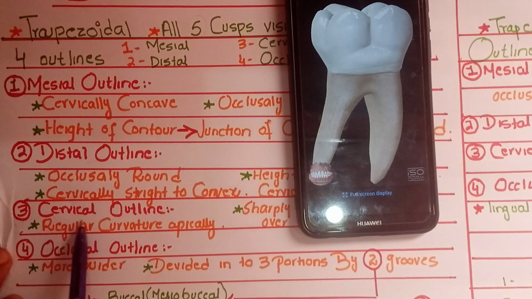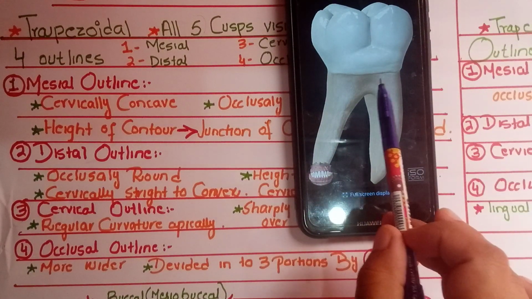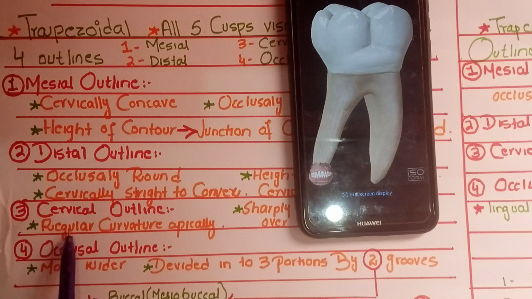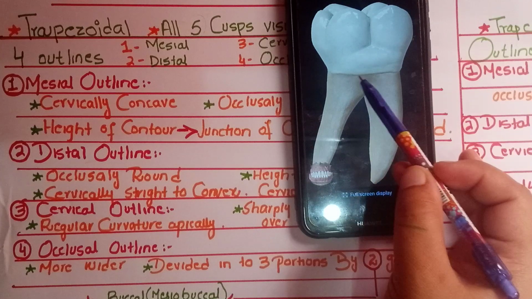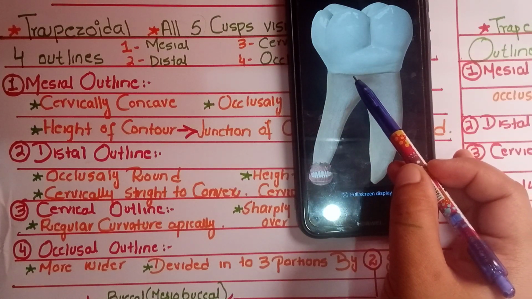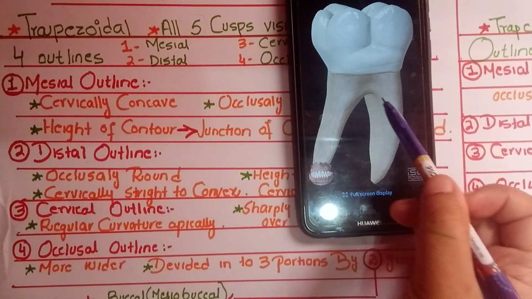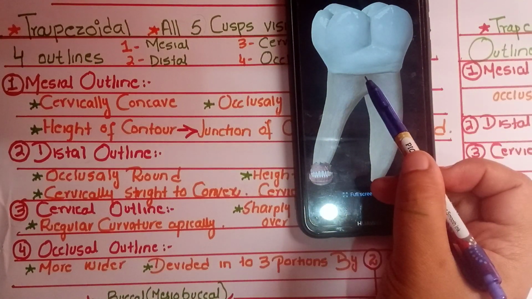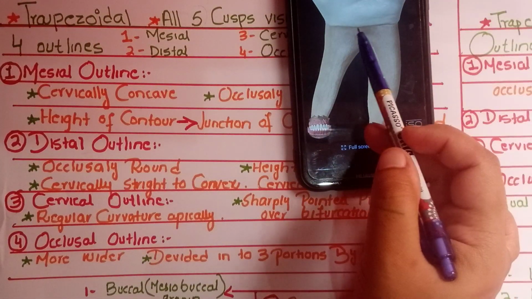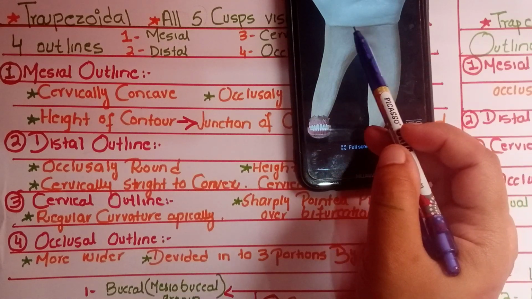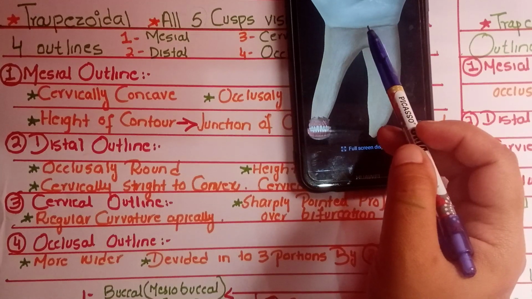Now the third outline is the cervical outline. This is the cervical outline of the tooth, and the cervical outline is a regular curvature apically. You can see here that this is a regular curvature, somewhat apically, and above this is the bifurcation area of the tooth, and just above the bifurcation area there is a sharp pointed projection.